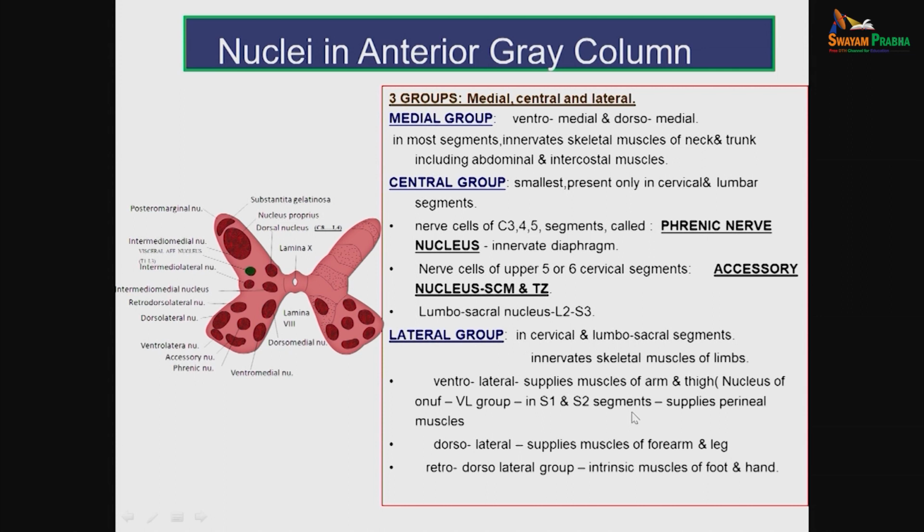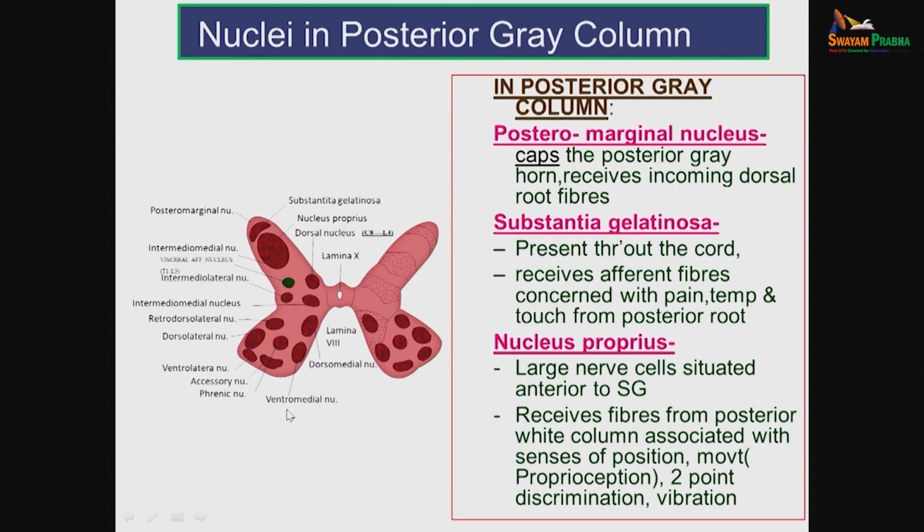So, you can see that the arm, forearm, hand are innervated by various groups of nuclei: ventrolateral, dorsolateral, retrodorsolateral. Same thing holds good for the lower limb also. That is why initially I mentioned that lateral group innervates skeletal muscles of the limbs. So, anterior gray horn, we have a medial group of nuclei, central group of nuclei, and lateral group of nuclei. Having learned this, we will go to the nuclei which are present in the posterior gray horn.